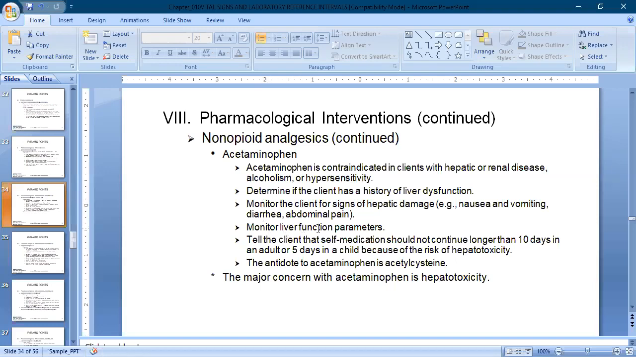Monitor the liver function and tell the client that self-medication should not continue longer than 10 days. The antidote to acetaminophen is called acetylcysteine. The major concern with acetaminophen is hepatotoxicity.